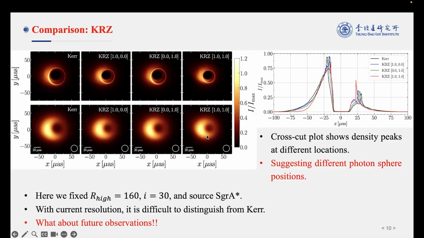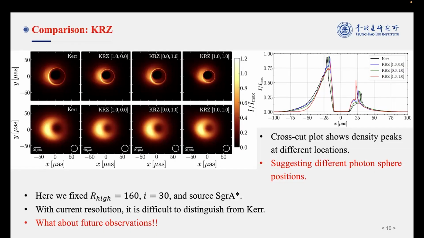So we did the theoretical modeling here in the lower panel. And as we can see from Kerr to KRG, first, the photon ring is completely lost. You don't know where your photon ring is. Second, the image is so blurred that you cannot get much information from these images about the space-time.